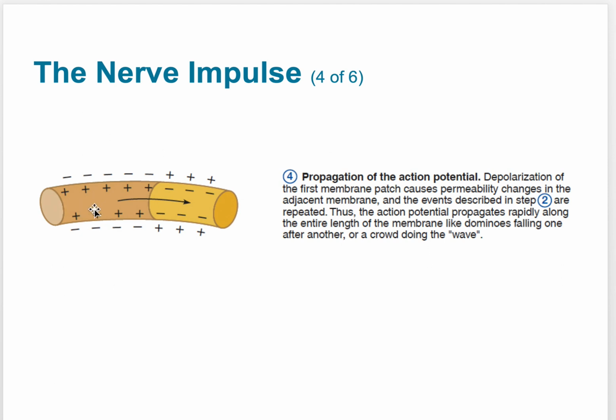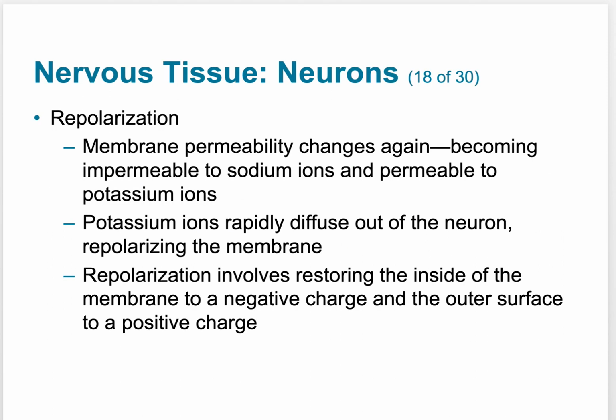And that's kind of what's happening here, where it gets propagated. If it's strong enough, it'll open up sodium-gated channels and it'll propagate all the way down the neuron, okay? Now, once you get this depolarization, you have to reset everything. And when you reset all the charges so that you have positive outside again and negative inside, that's called repolarization. And it's a time when the membrane permeability starts to flip again so that it can go back to resting membrane potential. So membrane permeability changes again, becoming impermeable to sodium ions and then permeable to potassium, okay?